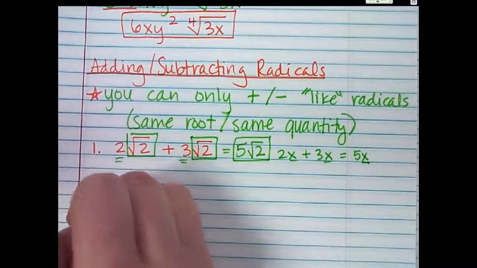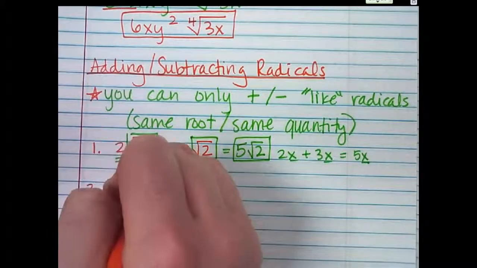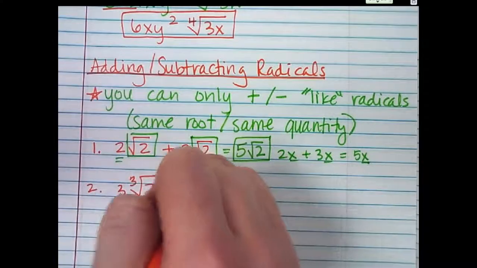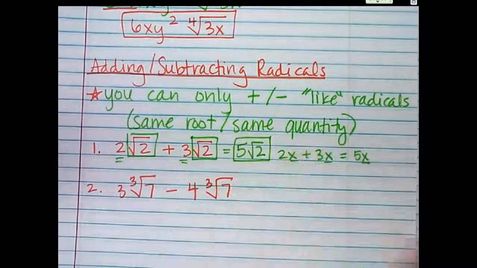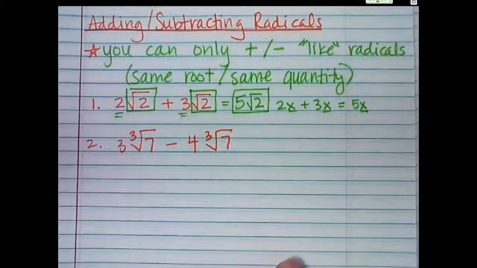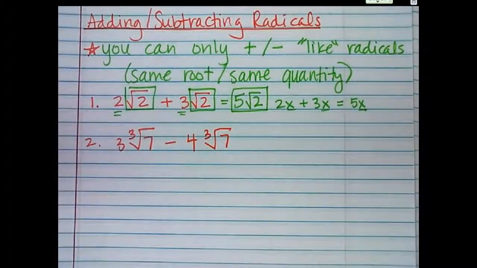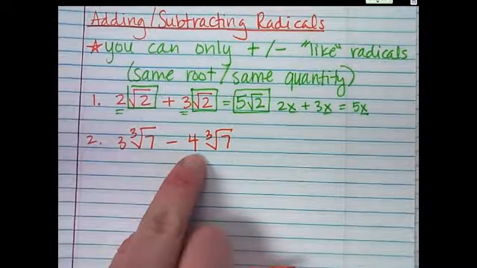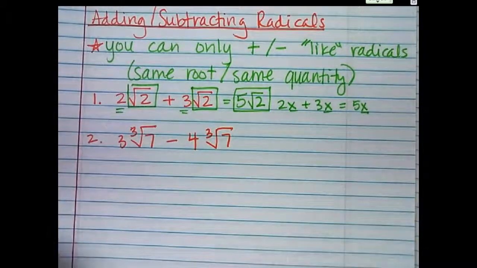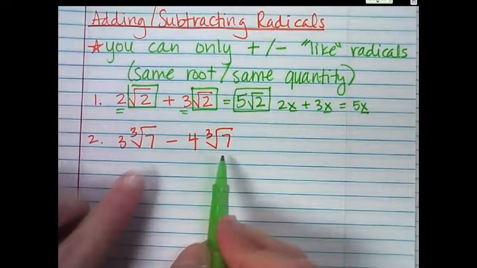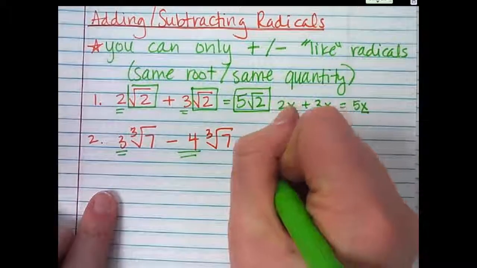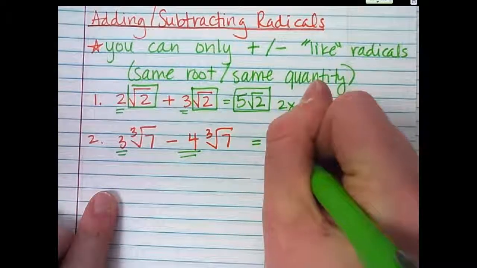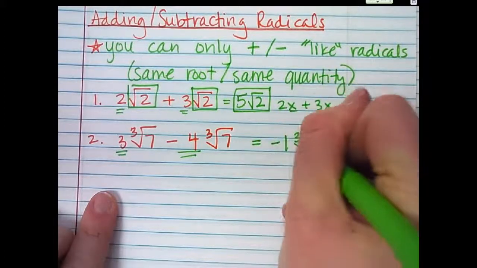See, that's too easy. Okay, number 2. This one's easy too. 3 cube root 7 minus 4 cube root 7. So the cube root 7s are the same, so just combine the coefficients. What's 3 minus 4? Negative 1, and then cube root of 7.